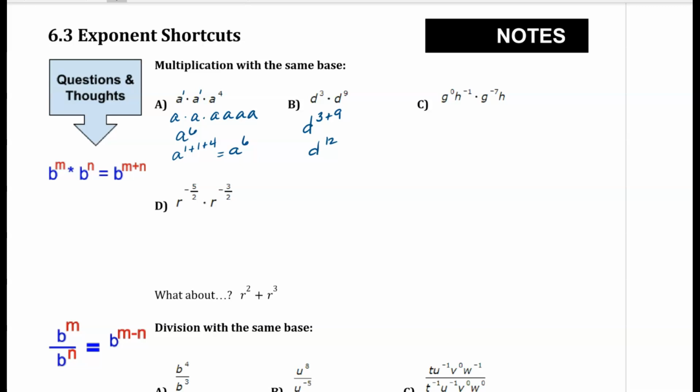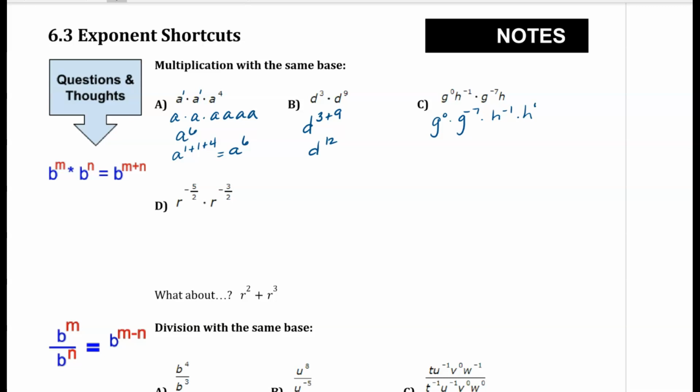So in example C, you see that we have more than one letter. But we can rearrange the multiplication because we can multiply in any order. You don't have to actually write this down. You could visualize it, but I'm going to go ahead and write them together. I'm going to put my G factors together, G to the 0 power times G to the negative 7 power times H to the negative 1 power times H. And since that H doesn't have a power, we understand it to be H to the 1st power.